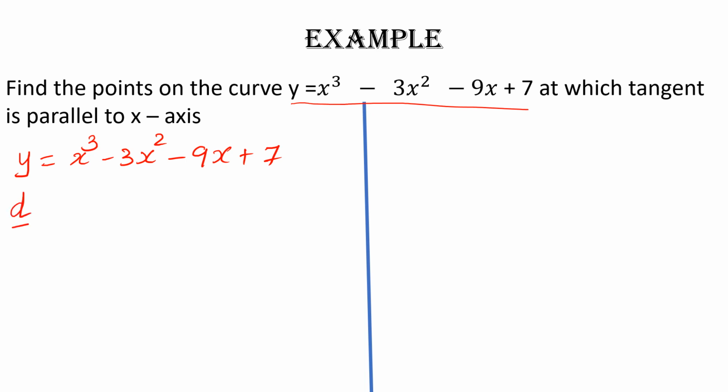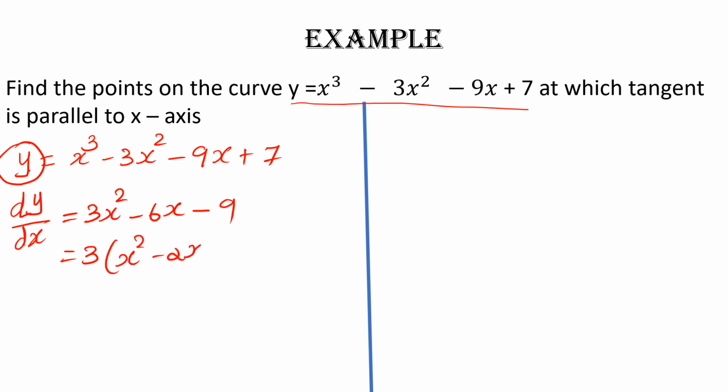So differentiation with respect to x of the function y becomes dy by dx, that is the first derivative of the curve y is equal to x cube minus 3x square minus 9x plus 7, which is 3 times of x square minus 6 times of x minus 9. Take 3 as a common factor, so x square minus 2x minus 3, and factorization of this quadratic equation will be x minus 3 into x plus 1.